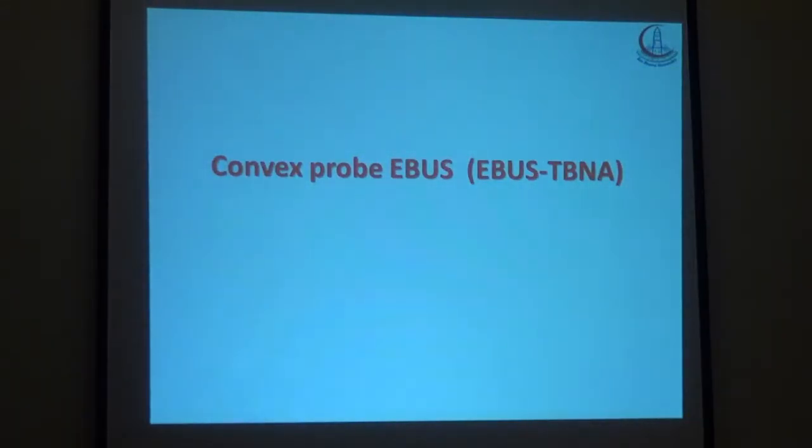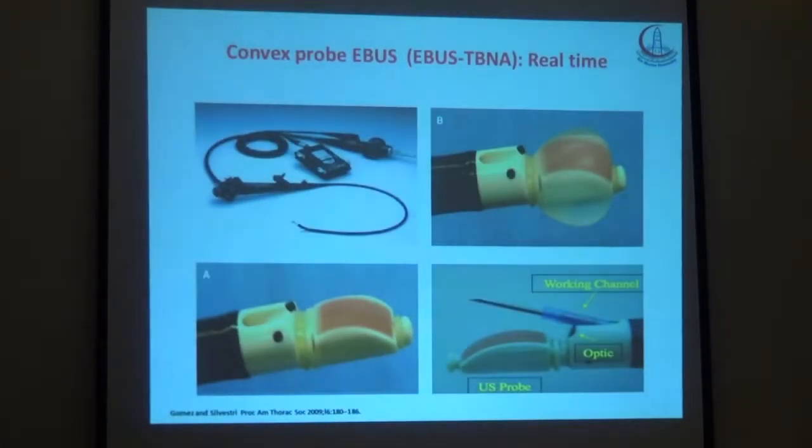ده بالنسبة للراديال بروب. نيجي للكونفكس بروب. الكونفكس بروب زي ما انتم شايفين هو عبارة عن منظار، بس المنظار في الديستال إند بتاعه فيه سونار. ده الفرق الوحيد بينه وبين المنظار العادي. طبعا المنظار ده بيتركب في السيستم أو الإيكو سيستم. أهم حاجة إن عندنا الووركينج شانل بتاعه.